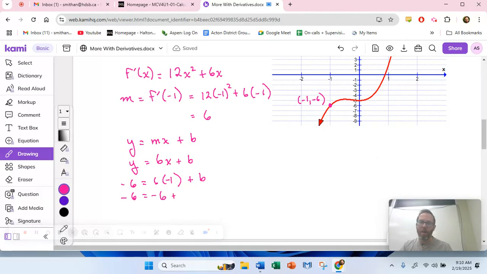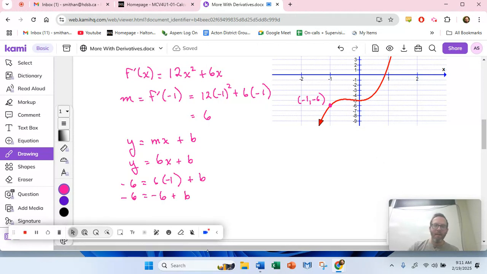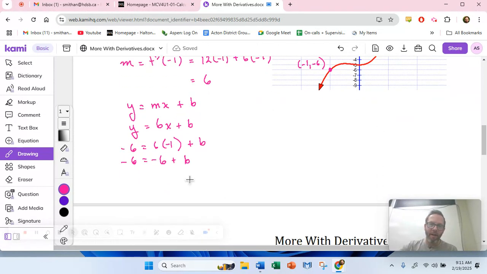I should change this question up because I really struggle making my b's not look like a 6. So this isn't the question for me. B, there you go. But we end up getting b is equal to 0, right? Kind of what we thought would happen, but we've shown it, we've proven it. So our equation, y equals 6x, is the equation of our tangent line.